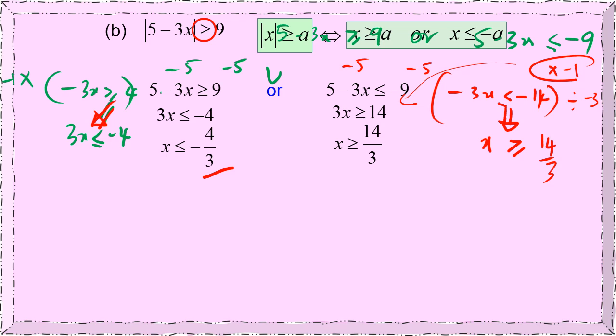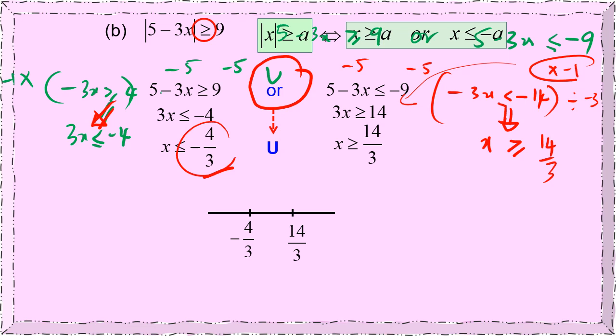We have to make sure the answer is correct by finding the union between the two inequalities. Usually we draw a number line. We have two values, negative 4 over 3 and 14 over 3. Which one is smaller? It will be the negative value. So negative 4 over 3 is on the left side, 14 over 3 on the right side, and we draw the number line. So we have x less than or equal to negative 4 over 3 and x more than or equal to 14 over 3.